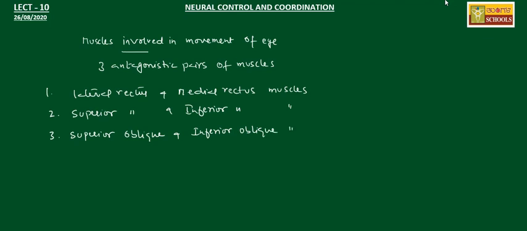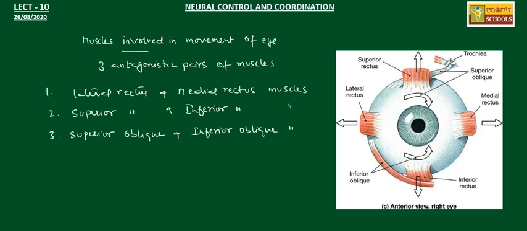Let's see this in a picture. Here you can see the lateral rectus, and opposite to that is the medial rectus. Above is the superior rectus, and this is the inferior rectus, which help in moving the eye up and down, whereas the lateral and medial help the movement of the eye horizontally. This is the superior oblique, and here is the inferior oblique. These help in movement of the eye diagonally. So a total of six muscles are connected to the eye and help in its movement.